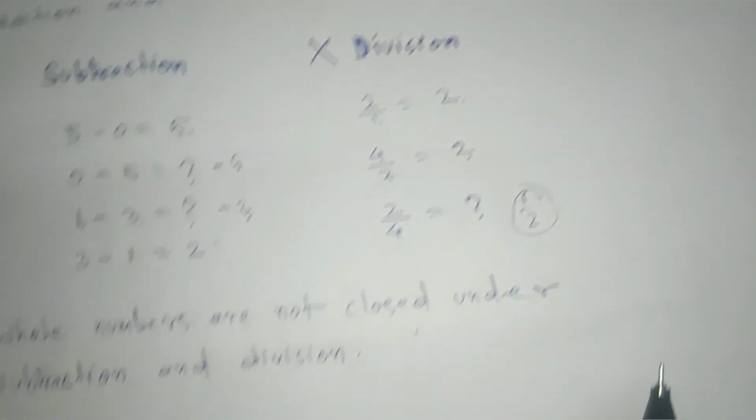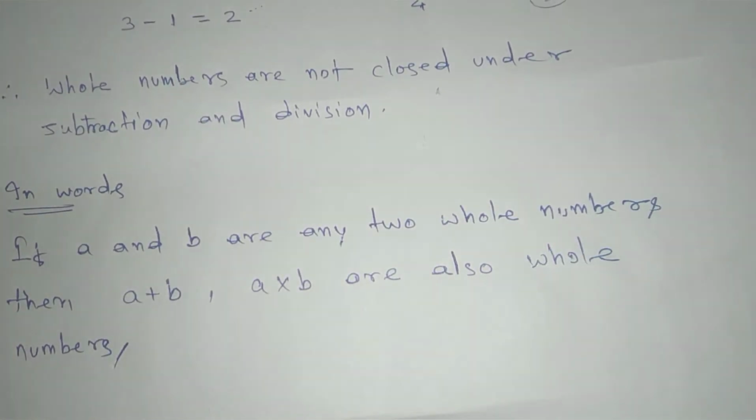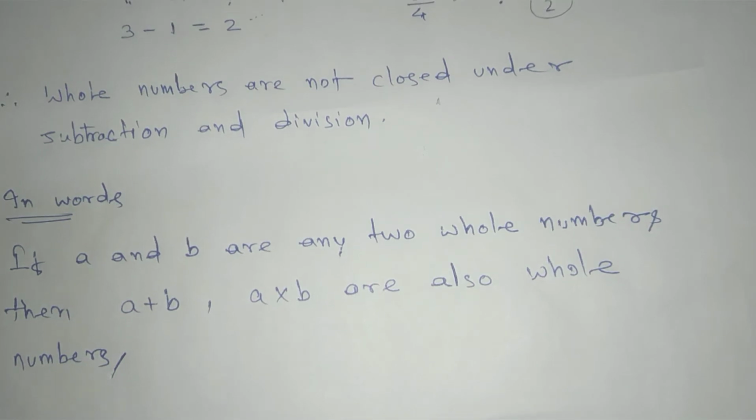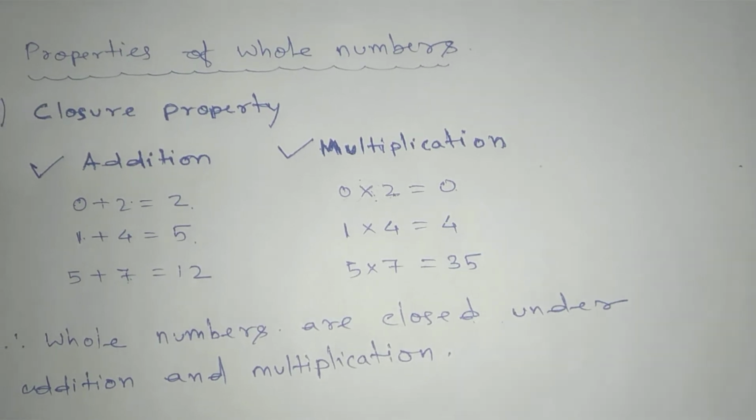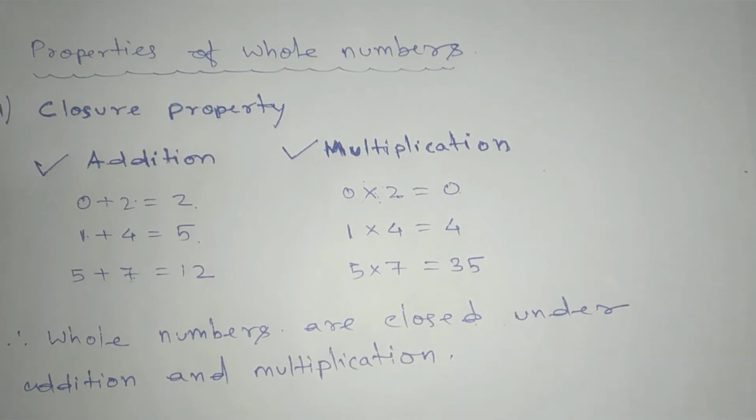So here in words we have, if a and b are any two whole numbers, then a plus b and a into b are also whole numbers. So this is your closure property. Now the next property we're going to see is the commutative property.